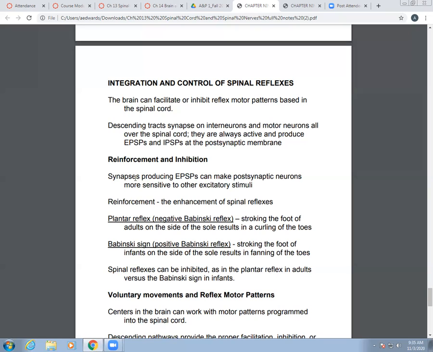So spinal reflexes can be inhibited, as with your plantar reflex in adults versus a Babinski sign in infants, okay? So essentially the reflex that you have as an infant is being inhibited as an adult, all right?